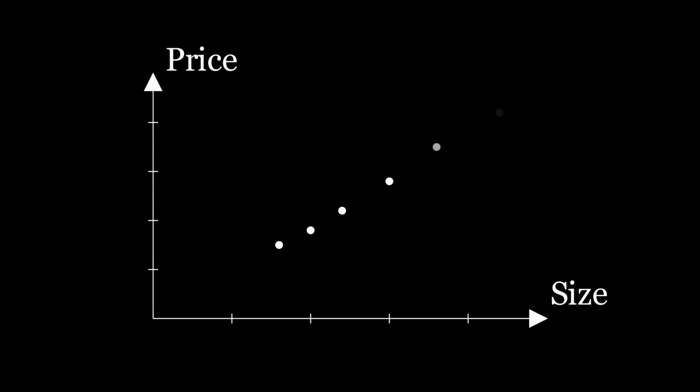First, we plot the data on a graph. On the horizontal axis, we place house size. On the vertical axis, we place house price. Each house becomes a point on the graph. As more points appear, we begin to notice a clear trend. Larger houses tend to have higher prices, while smaller houses tend to have lower prices.